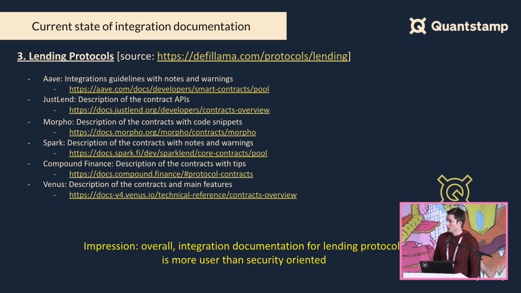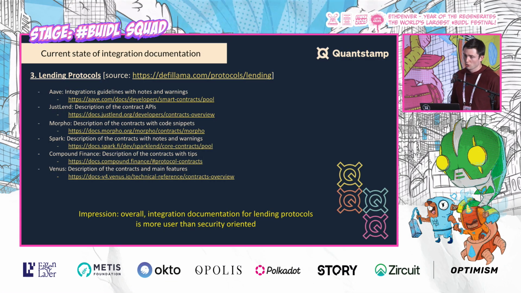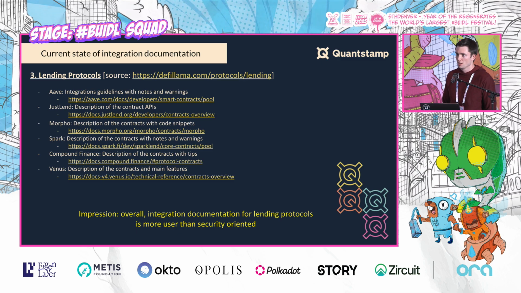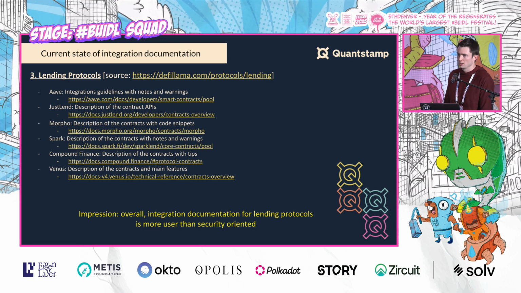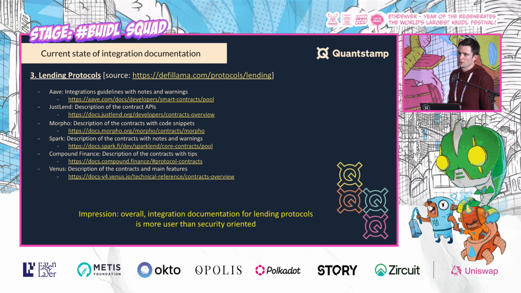Finally, we looked at the documentation for another very common Lego brick, which would be lending protocols. We looked at a few here like Aave, JustLend, Morpho. Our overall impression of these was that the developer docs were actually lacking. We mostly see user-facing documentation, assuming that nothing is going to be built on top of these, which, as we've seen from many yield aggregators and swapping protocols and all kinds of stuff, is just not the case.